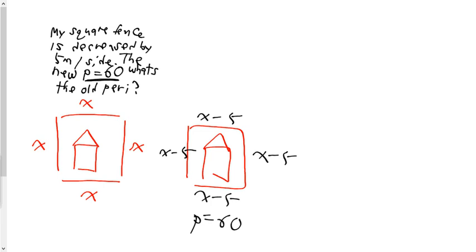So we could say x minus 5 plus x minus 5 plus x minus 5 plus x minus 5 is equal to 60. Or we could say the perimeter of a square is equal to 4 multiplied by the side length, which is really your formula. Take the side length, multiply it by 4, and that would be the distance around.